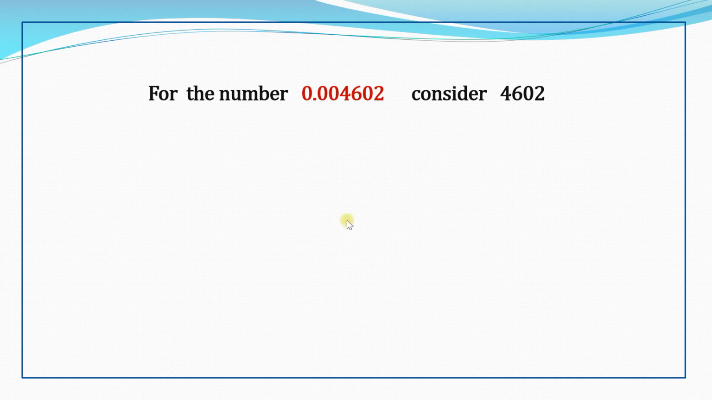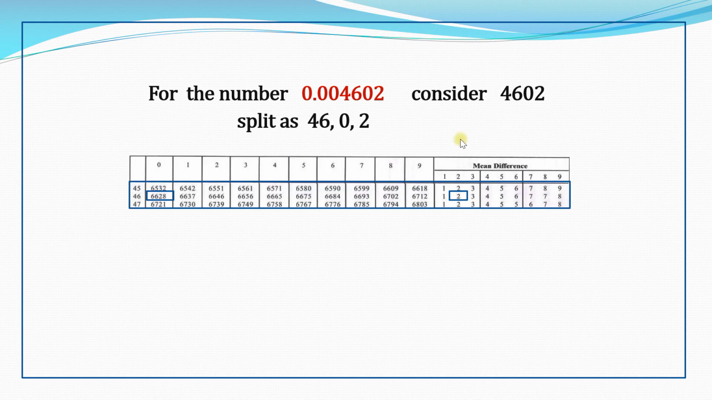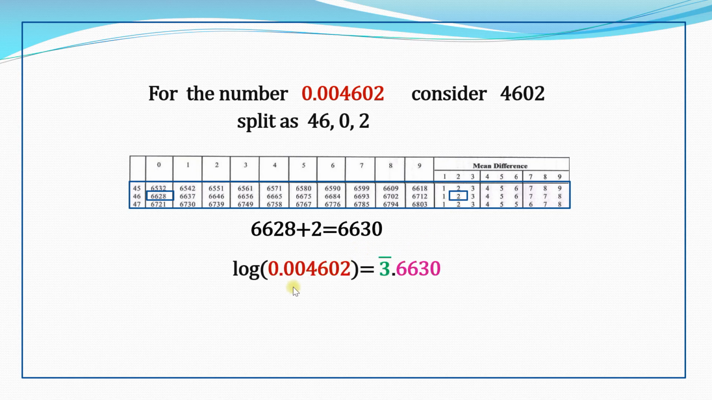In this example, the first four significant digits will be 4602. You are not going to consider the zeros before the number. So 4602 you are going to split into 3 parts as I discussed earlier, and in the log table look for the 46th row under the column headed by 0, which is 6628, and the mean difference column headed by 2, which is 2. Add these two, you get 6630, and now the log of this number.